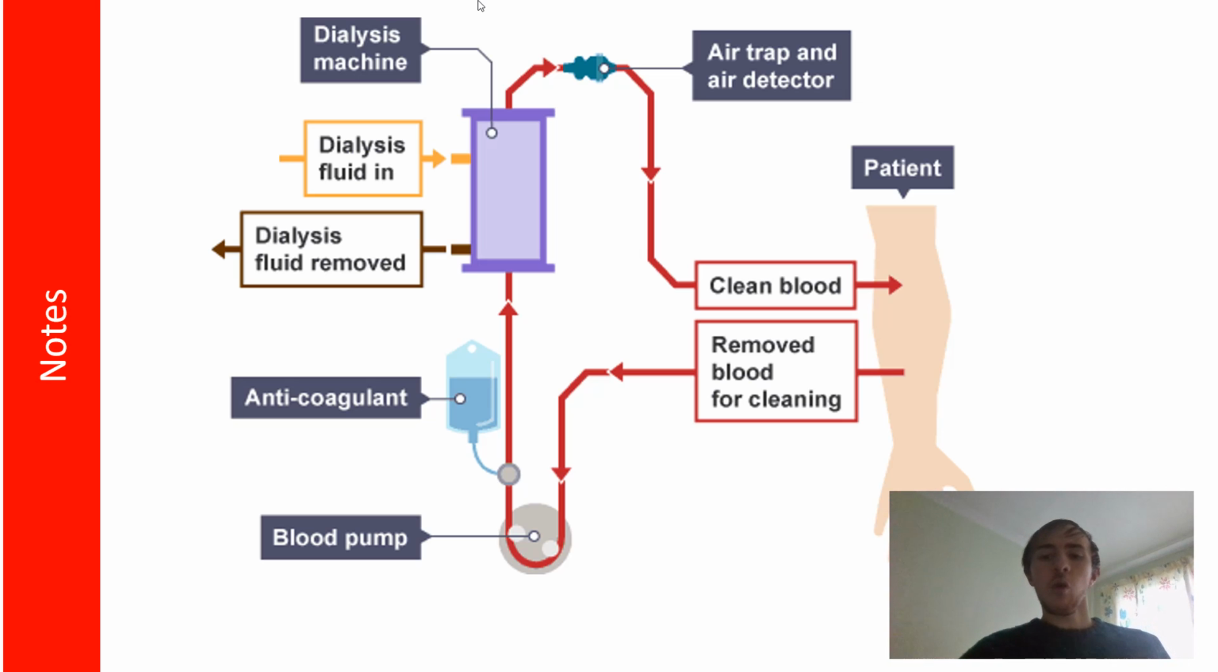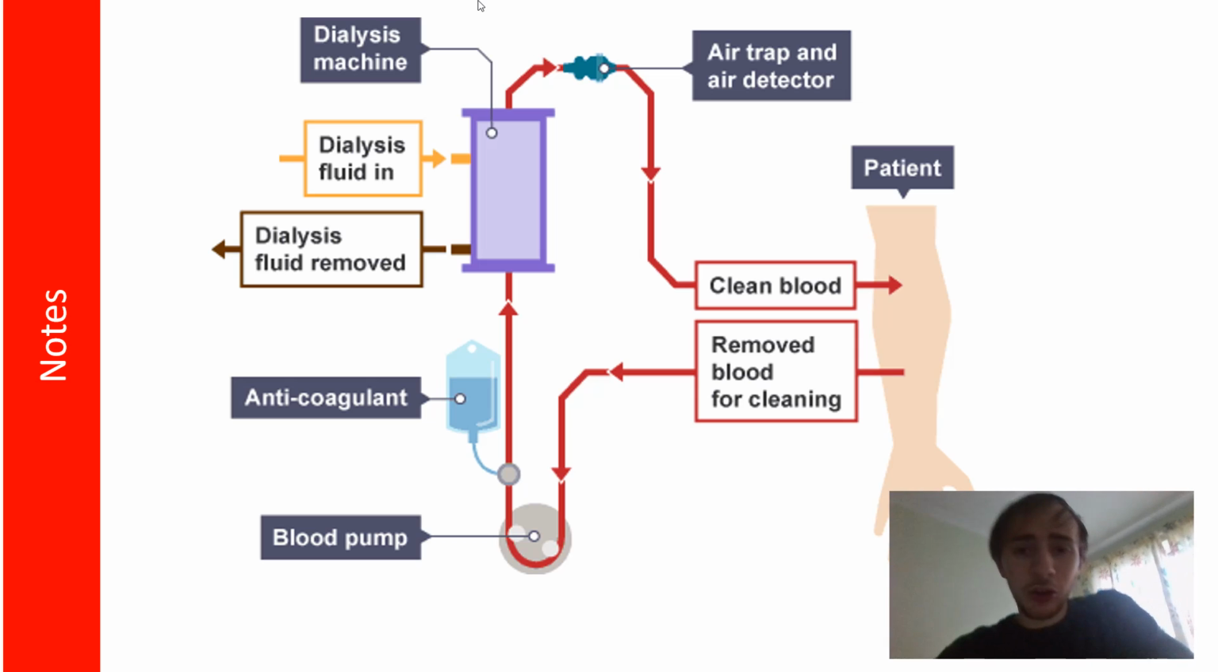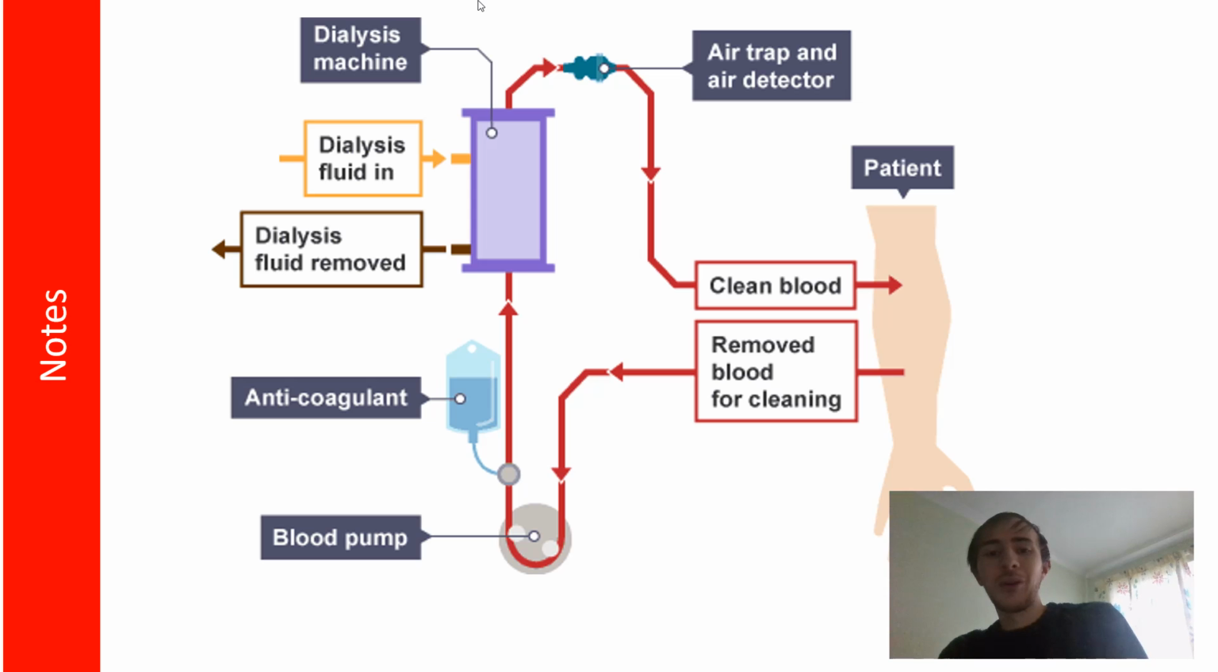So what happens is all your blood is taken out of your arm, not all at the same time obviously, we wait for a good amount of time, but eventually all the blood's going to come out, go through this little pump, past this anticoagulant. What's anticoagulant? Well, that's some kind of chemical that stops your blood clotting. You don't want your blood to become a solid before it comes back into your body again.